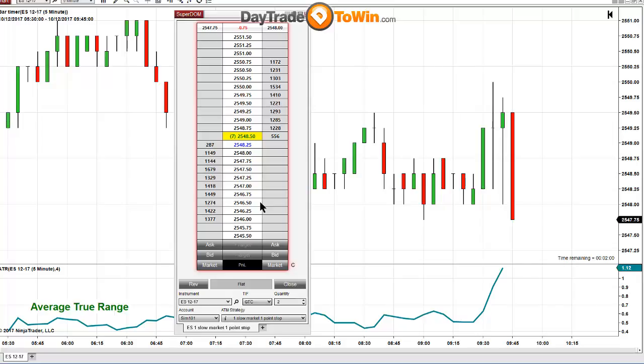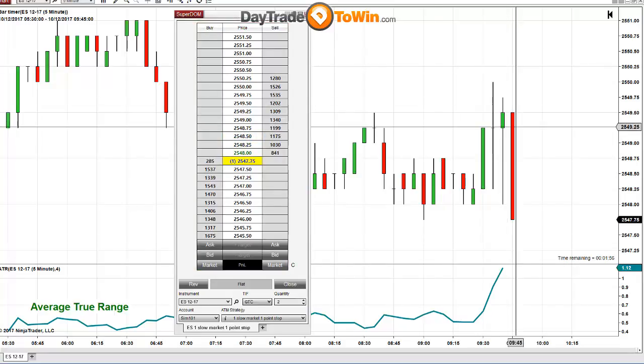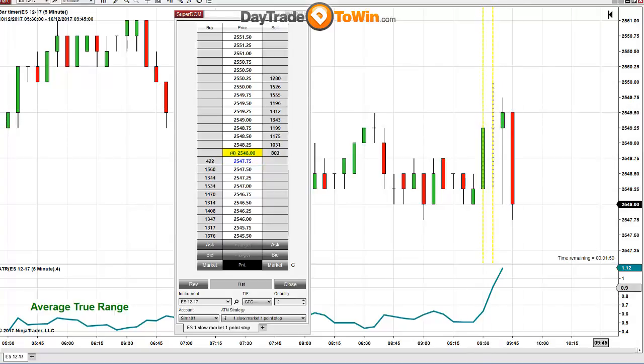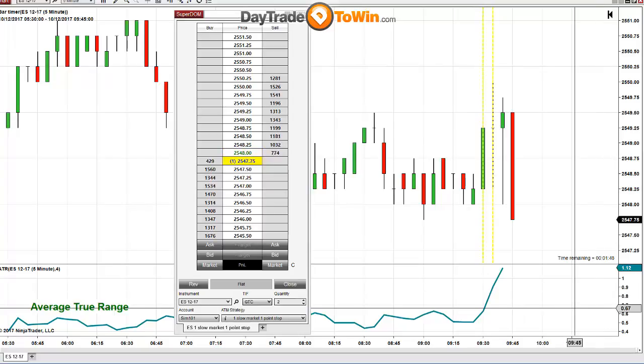Living in Eastern Standard Time, which is the New York time for those of you who are international, exactly at 9:30 and 9:35, we have this bell ring and the market begins to trade. And right at that moment, we can call that the day session, the pit session.